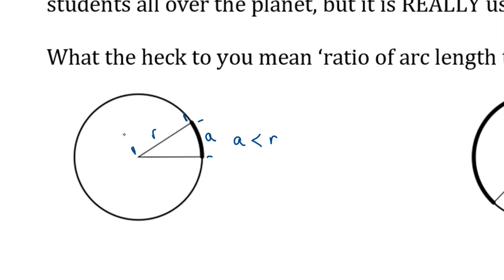So if I rearrange this, then A over R, we don't have to worry about dividing by R because R is a length that's always positive, so don't worry about flipping the sign, is less than 1. The ratio of arc length to radius is less than 1. You would agree with that? This is what we mean by ratio of arc length to radius.